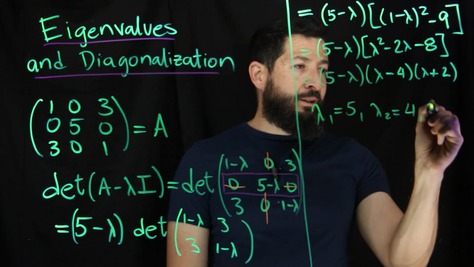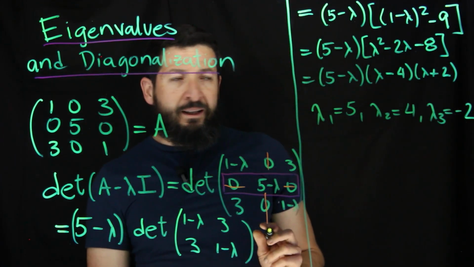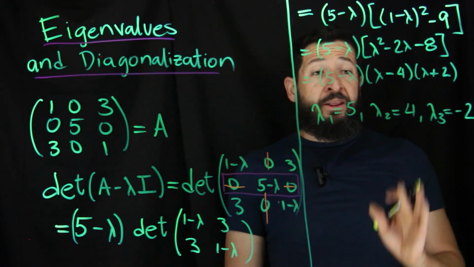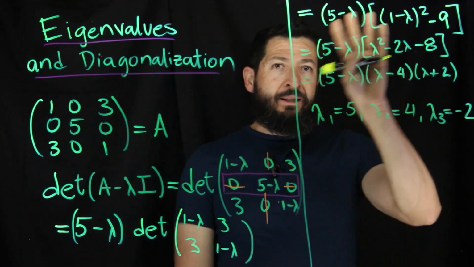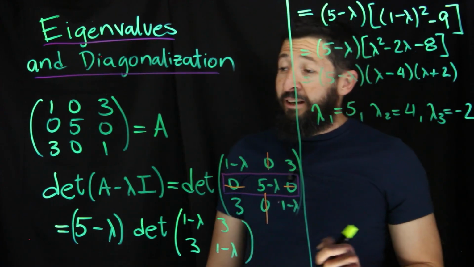And lambda 3, -2. Did I fit that -2? Not sure. I hope I did. In any case, those are my eigenvalues, so I'm gonna move on. That was the first part of my diagonalization, finding eigenvalues.